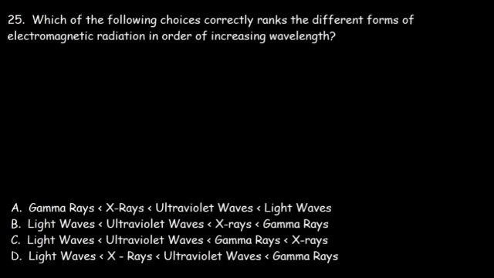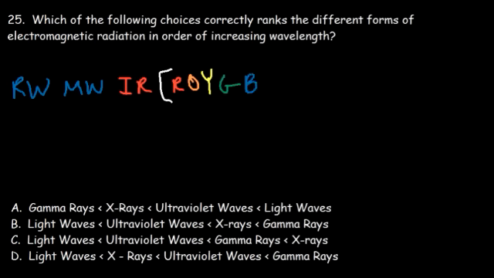Number 25. Which of the following choices correctly ranks the different forms of electromagnetic radiation in order of increase in wavelength? So you need to know it in this order. All the way to the left we have radio waves, after which we have microwaves, and then infrared radiation, and then visible light. So after infrared it's red light, orange, or Roy G. Biv: yellow, green, blue, and then violet. After violet, next comes ultraviolet radiation, and then you have X-rays, and then finally after X-rays, gamma rays.